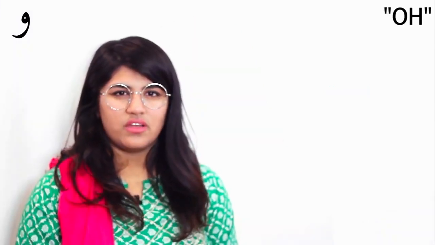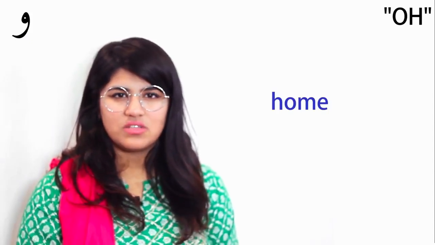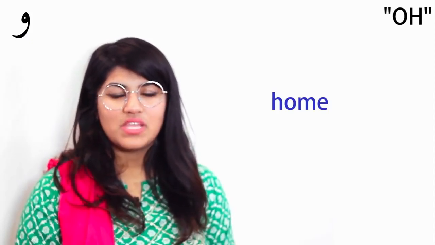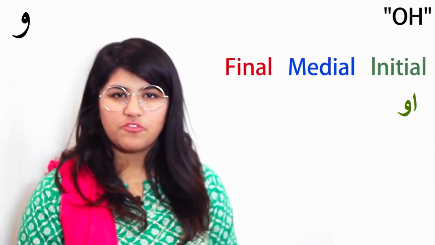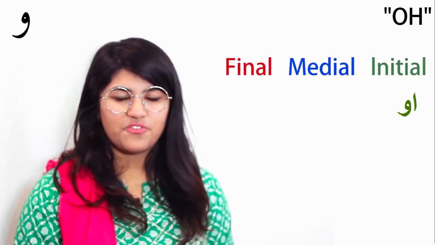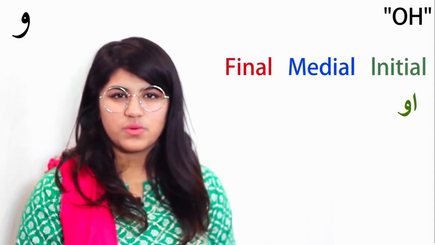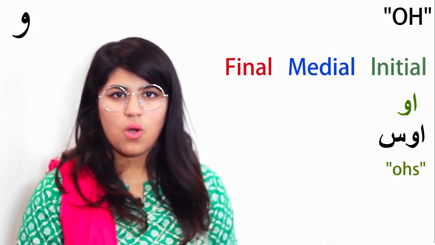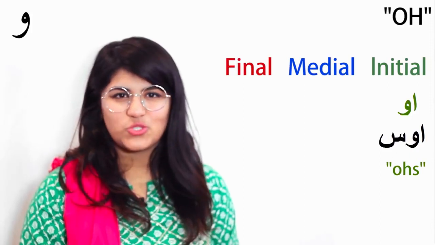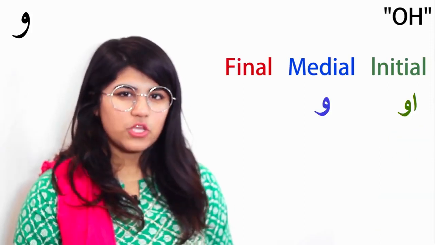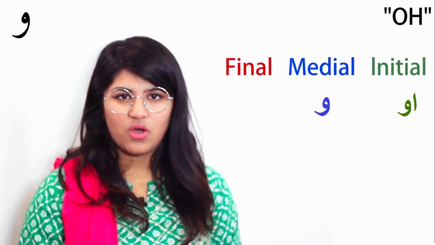Next is the o sound. This is the same o as in home. In the initial position, you have your alif and your vowel. The vowel does not have any short vowels on it. So, the first word is os. Os means dew. In the medial position, you have just the vowel.